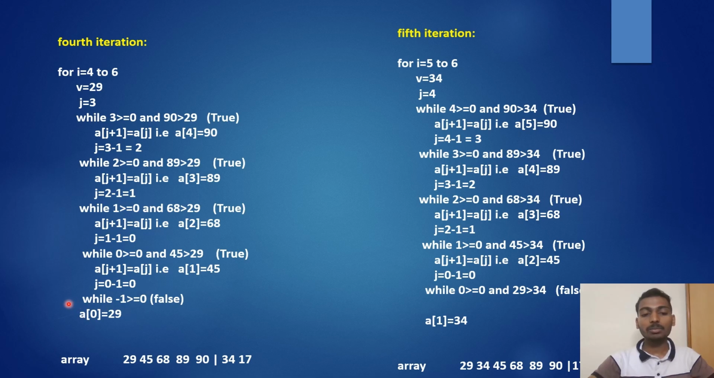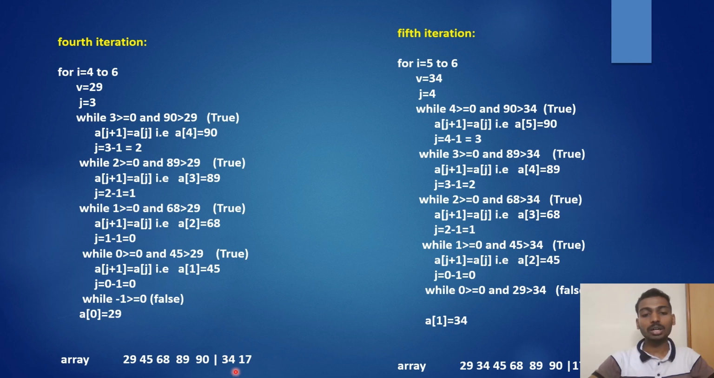Next, the while loop will be executed. In that j should be greater than or equal to 0. Here we have j as minus 1, so this condition fails and it will come out of the loop and execute the statement, that is a of j plus 1 is equal to 29, that is a of 0 is equal to 29. Then the sorted array is 29, 45, 68, 89 and 90.